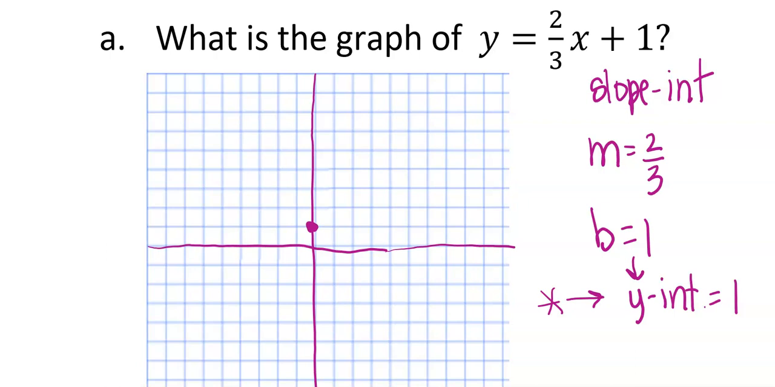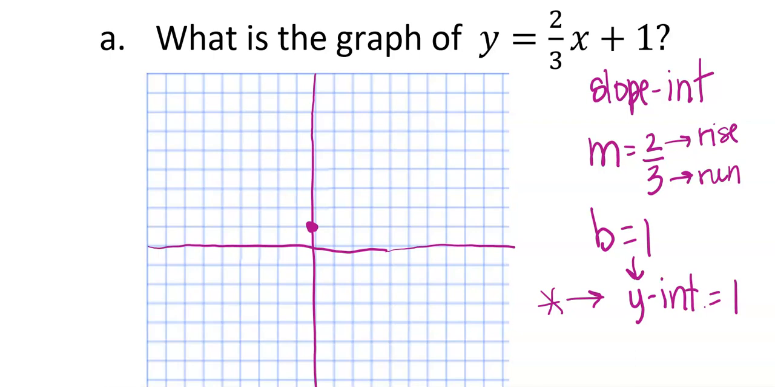From that point, you count the slope. Remember with slope, this is your rise. This is your run. If the rise is a positive number, it goes up. If it's a negative number, it goes down. If the run is a positive number, it goes right. If it's negative, it goes left.